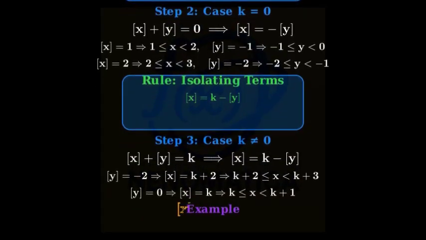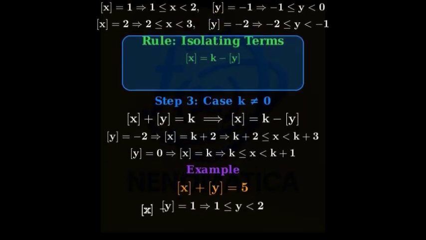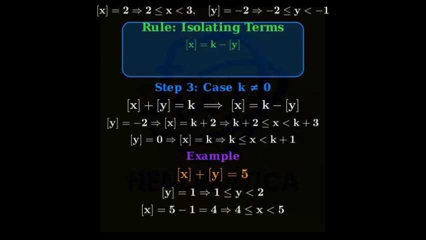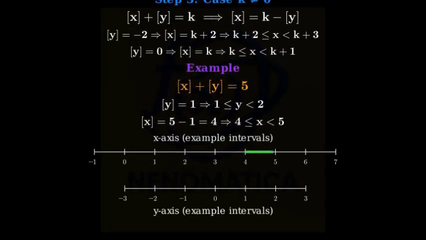Now, an example. We take k equals 5 and find a specific solution by choosing a convenient integer for floor y. Let floor y equal 1, so y is between 1 and 2. Then floor x equals 5 minus 1, which is 4. Therefore, x is between 4 and 5. Let us visualize these intervals on a number line to make the solution feel concrete.